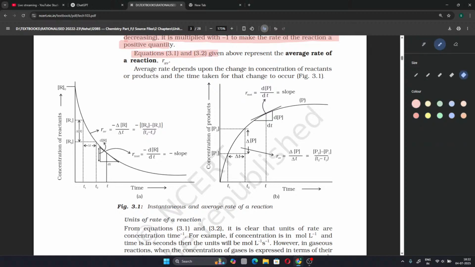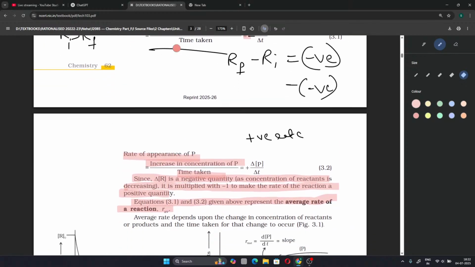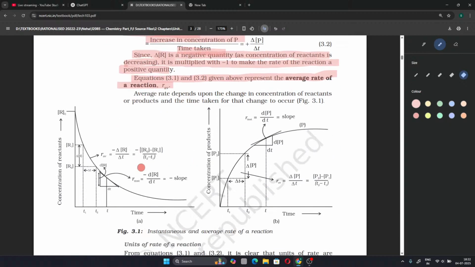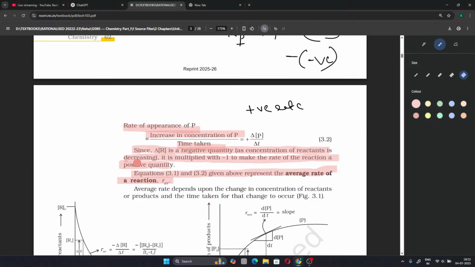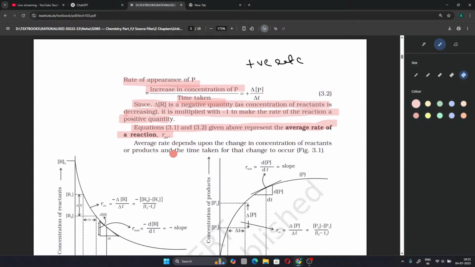Equations 3.1 and 3.2 represent the average rate of a reaction, R average. Basically, it is the change, the disappearance in reactant and the appearance in product. Average rate depends upon the change in concentration of reactants or products and the time taken for that change to occur.